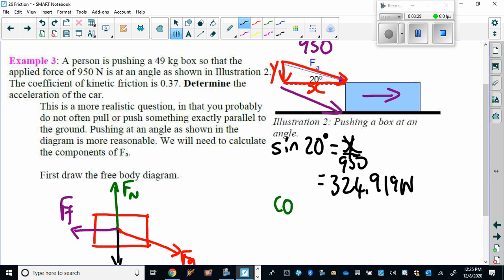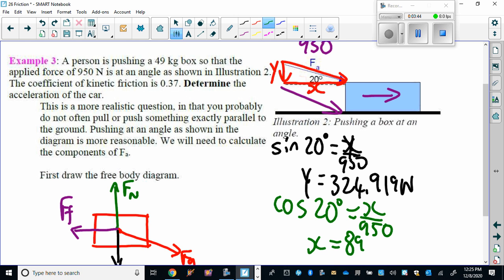Because for the x value, cosine of 20 degrees equals x over 950. We're expecting this one to be quite large, and it does. It turns out to be 892.707 newtons. So you're pushing with 950, and 892 of that is actually being used to move the box.